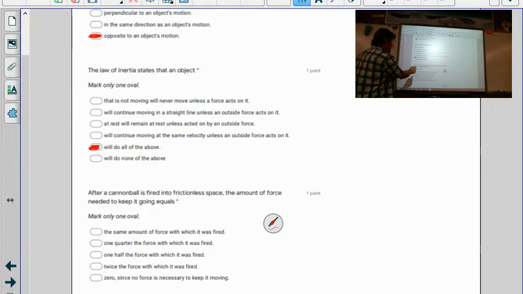After a cannonball is fired into frictionless space, once it is set in motion, it will continue to move in the same direction, so no force is necessary to keep it moving because it's in a frictionless environment.